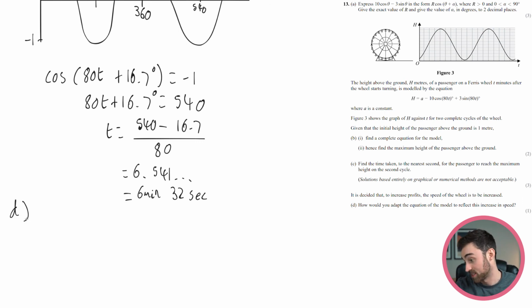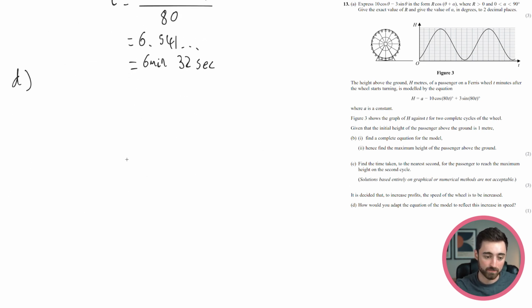So the last part says, it's decided to increase profits, the speed of the wheel is to be increased. That sounds like a disaster waiting to happen, doesn't it? How would you adapt the equation in the model to reflect this increase in speed? Look at this h here. Look at the graph of this h.